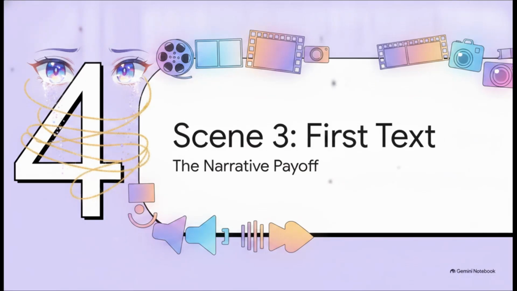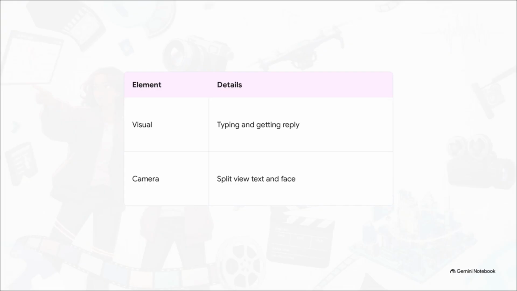All right, Section 4, Scene 3, first text, the narrative payoff. So the crucial point here is how the scene delivers the payoff for all the emotional tension we've built up so far. We see Syed smiling warmly at a napkin with her number, typing a message, and instantly getting a reply. But the magic is in the framing.